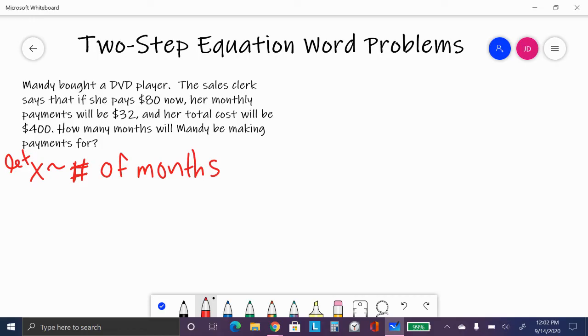So in this case, she bought a DVD player. She pays $80 now, and then her monthly payments will be $32. So $32 per month. So $80 up front. So 80 plus $32 per month. Whenever you see a total cost, it's usually going to be equal to $400.